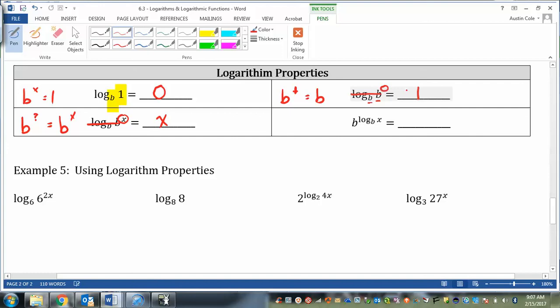If these are the same, they cancel, and I'm just left with my exponent. What's my exponent right here? 1, and that was my answer. Now this one, there are a couple ways to think about it, but I have b to the log base b. We had said that exponents and logs are inverses of each other, and they're going to undo themselves. So if I have b to the log base b, and again, they have to be the same, then those are going to cancel, and I'm left with x.